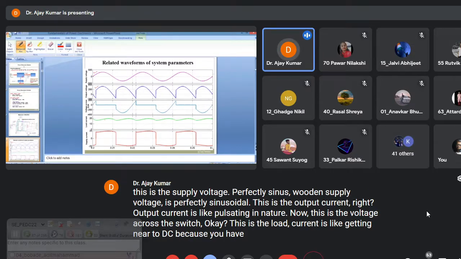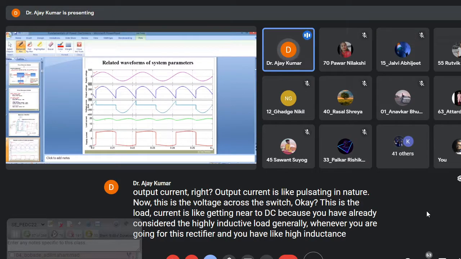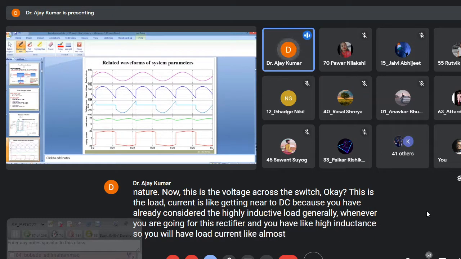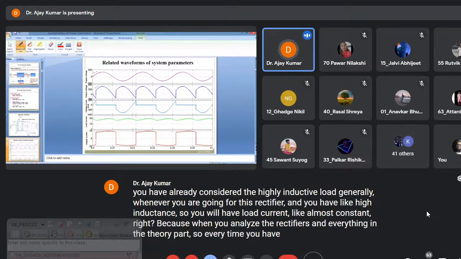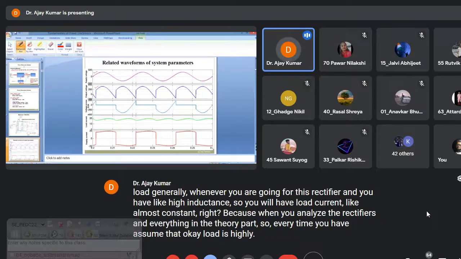Generally, whenever you are going for this rectifier and you have high inductance, you will have a load current that is almost constant, right? Because when you analyze the rectifiers in the theory part, every time you have to assume that the load is highly inductive. So when the load is highly inductive, the load current will be constant.